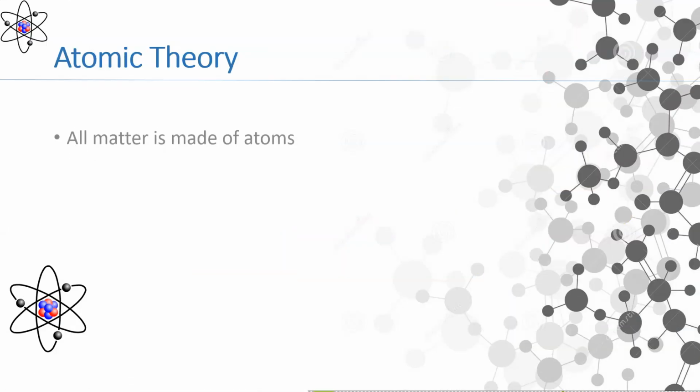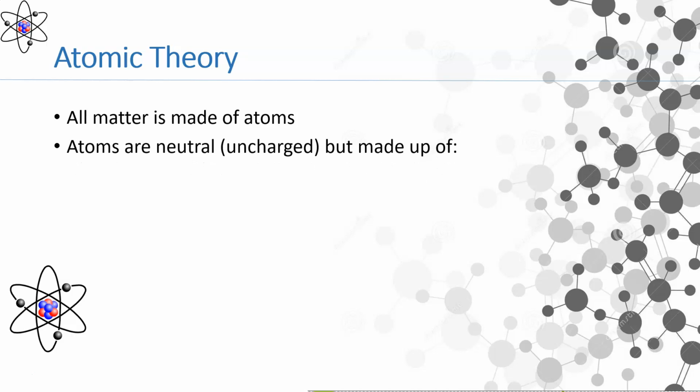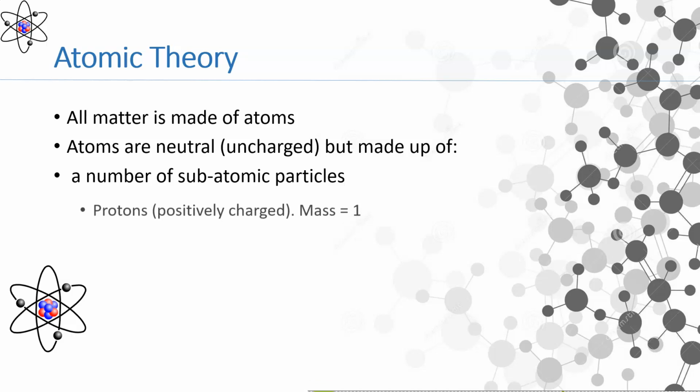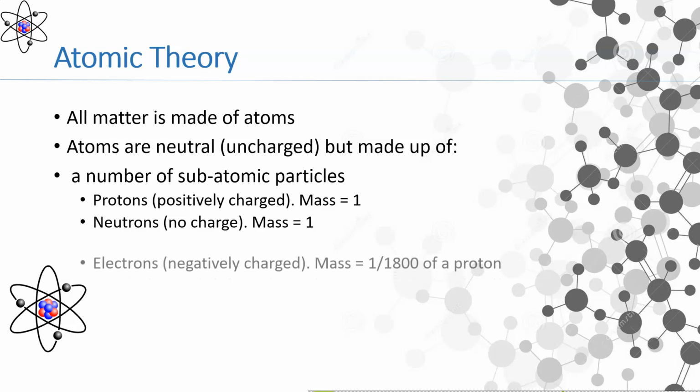Okay, so the study of atoms we call the atomic theory. And all matter is made up of atoms. Solids, liquids and gases, everything is made up of atoms. Now, atoms are neutral, they don't have a charge, but they are made up of charged particles, these subatomic particles that we've just been talking about. Our protons have a positive charge, and we say they have a mass of 1. Neutrons have no charge, they're neutral.